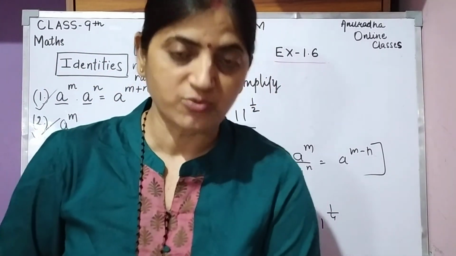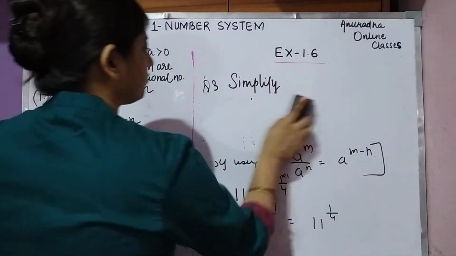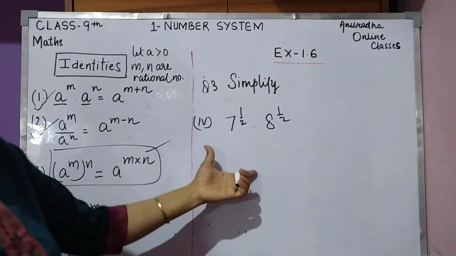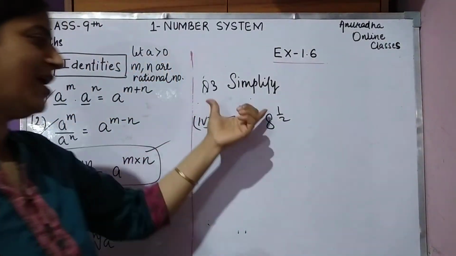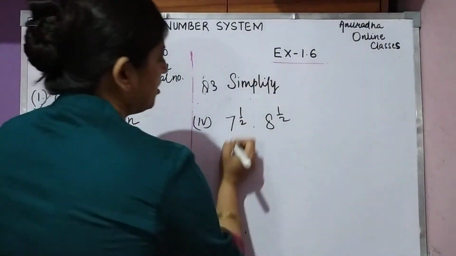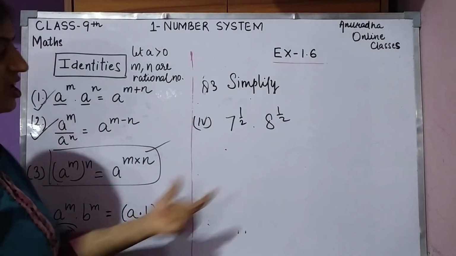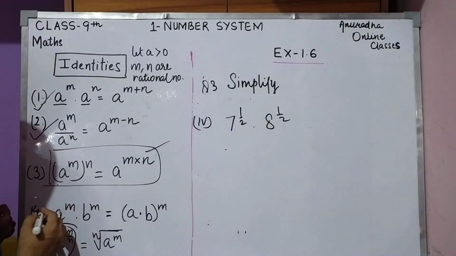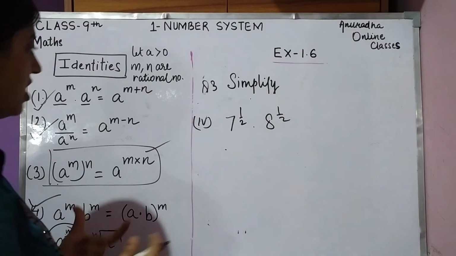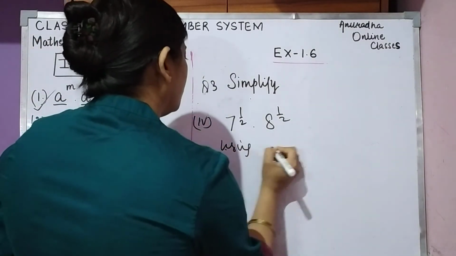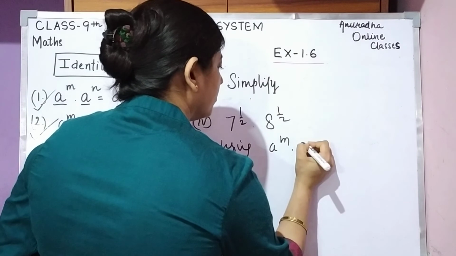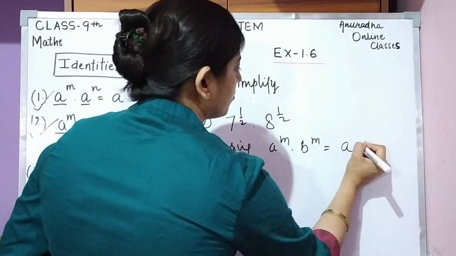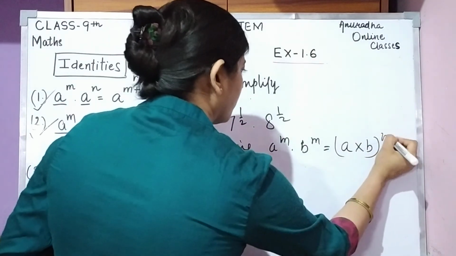Let's come to the last one. This is the very last part of the last question. So let's watch this. 7 to the power 1 by 2. Here you can see your bases are different, but your powers are same. That means which identity will we use? Fourth identity, that is a to the power m and b to the power m, sorry, this is equal to a into b to the power m.